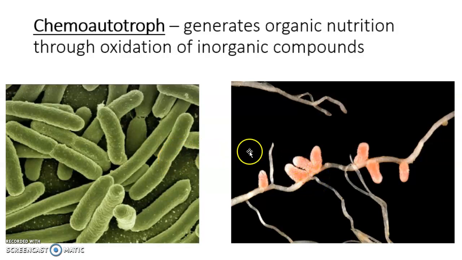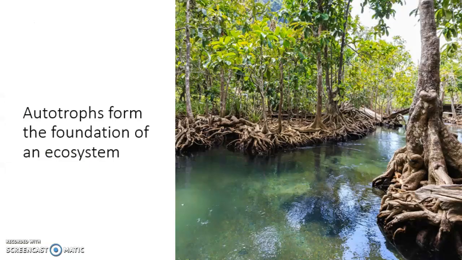Again, these bacteria that move into the roots and build these nodules are chemoautotrophs. They're taking inorganic nitrogen from the atmosphere and making it into organic nitrogen, which they can use and the plant can use too. So they help to support this ecosystem. Now, either way, whether we're talking about photoautotrophs or chemoautotrophs, they're going to form the foundation of an ecosystem.